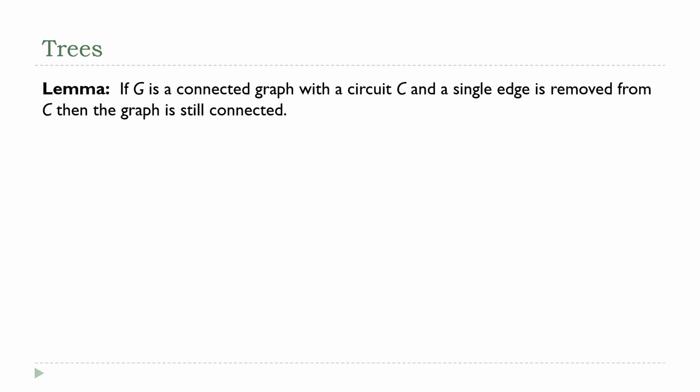So before I move into the converse side, we're going to need this little lemma here. It says if G is a connected graph and it has a circuit in it, and I remove a single edge from that circuit, that doesn't break the connectedness. The graph is still going to be connected without that one edge.